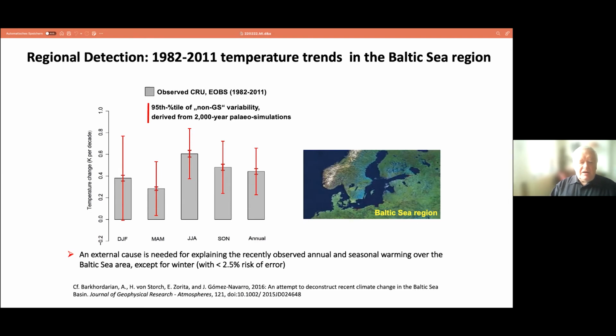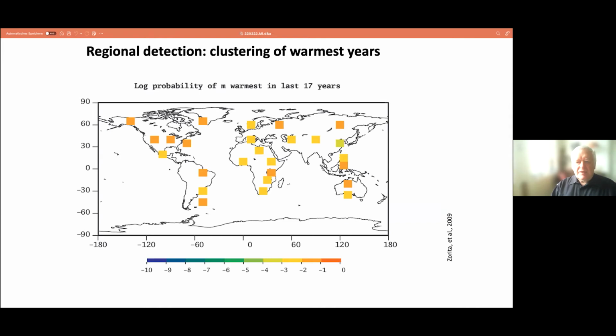What we see is that in December, January, February, we have a clear warming, but there's a tiny chance that this would also occur according to this paleo simulation under undisturbed conditions. But this is different in the other three seasons, March, April, May, June, July, August, and fall, where the red bar no longer includes 0. That is, in these three cases, we certainly have a detection of a warming which is beyond the range of natural variations.